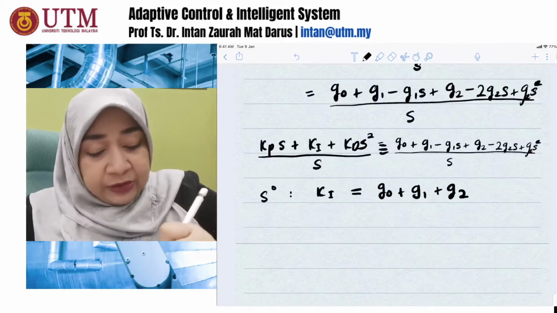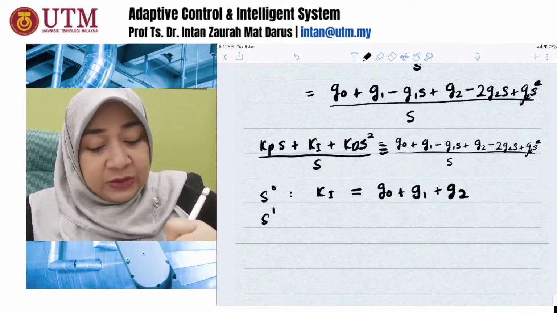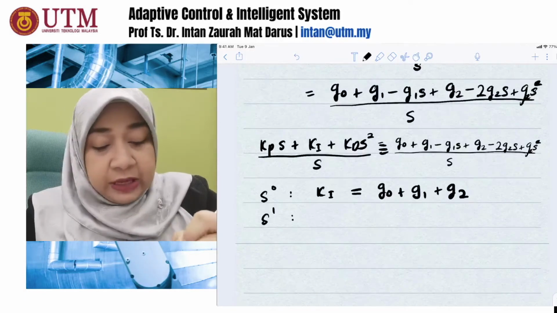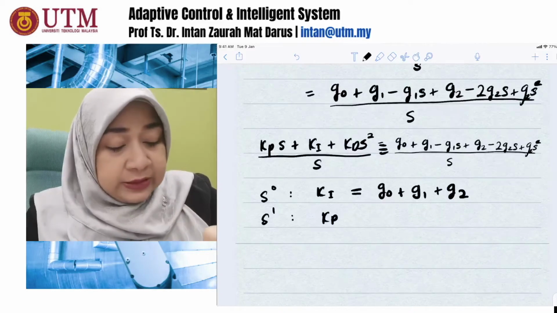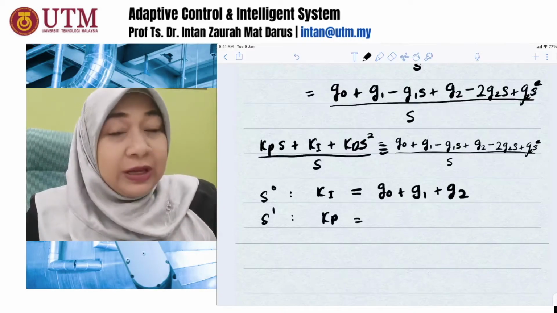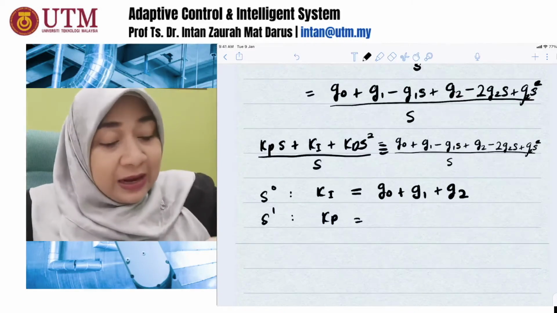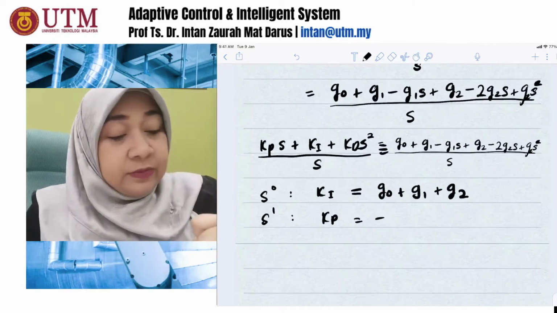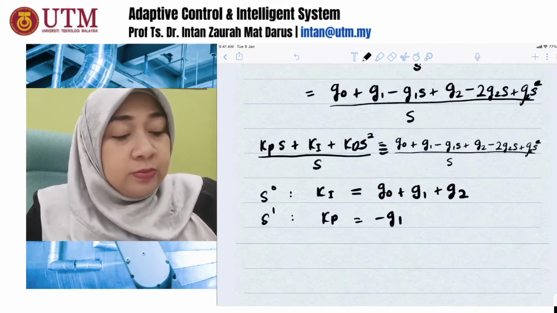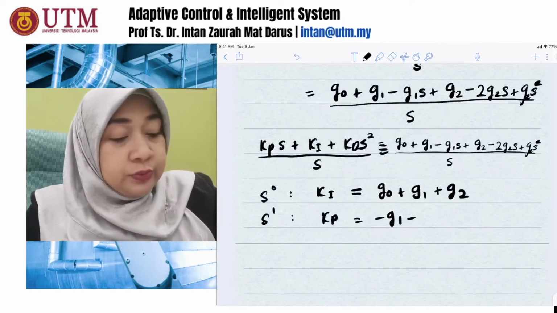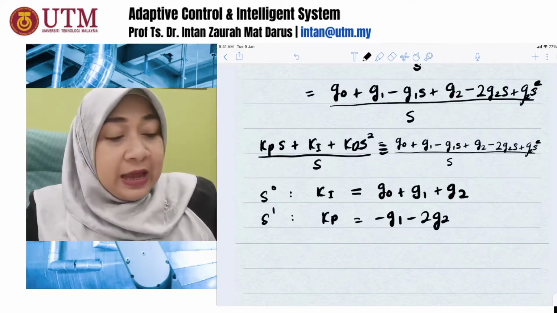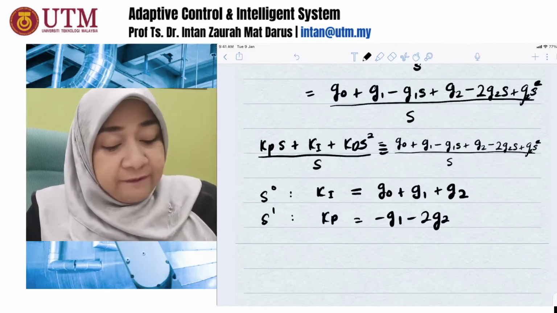What about the coefficient of S1? On one side you have Kp. Okay, what is Kp then? Kp is equal to, look at the other side, what do you have? You have negative G1 multiplied with S, minus 2 G2 multiplied by S. All right, so that's what you have for your Kp.